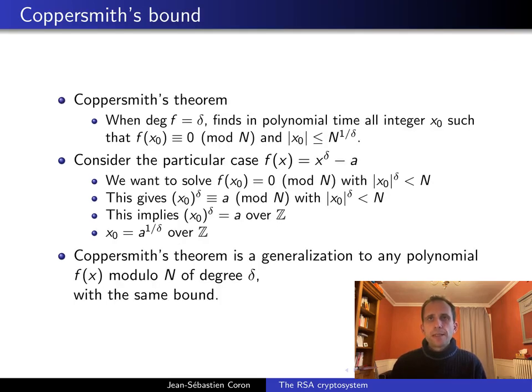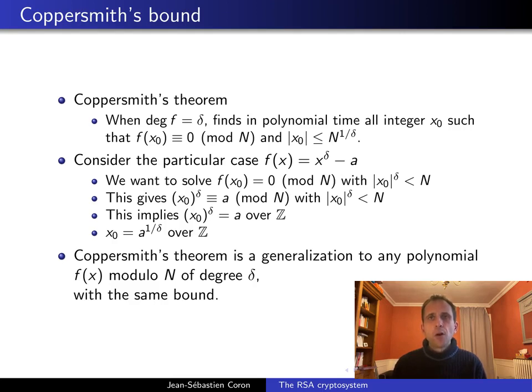So let me say a few words about the bound in Coppersmith's theorem. We see that we can recover all the roots x0 of a polynomial f when the root x0 is less than n to 1 over delta in absolute value. I'm going to explain why this bound is quite natural. For this, we can consider the particular easy case, when we take f of x equal to x to delta minus a.